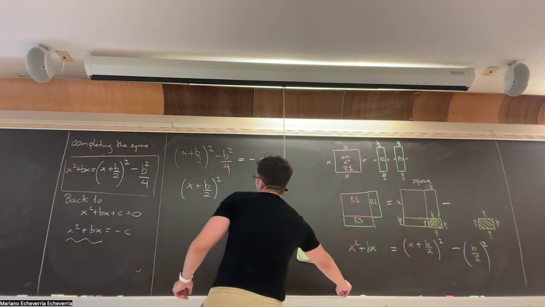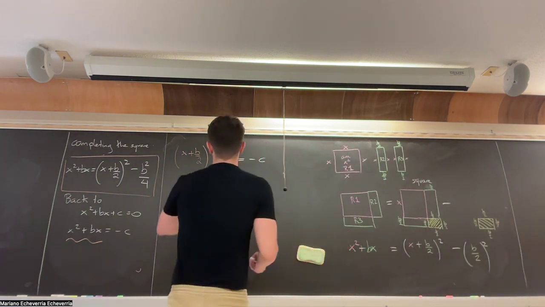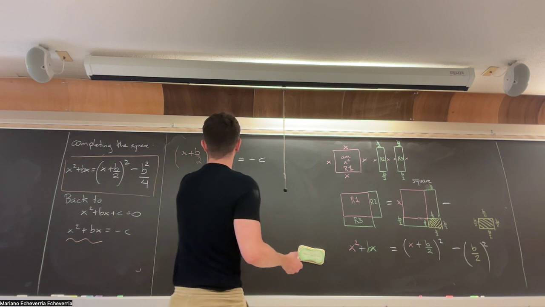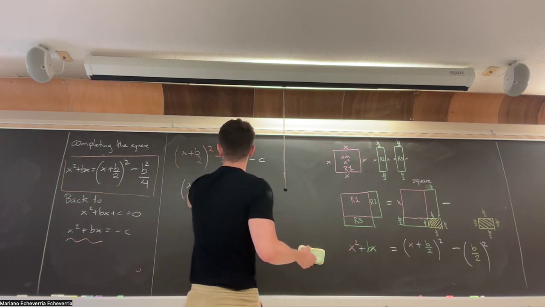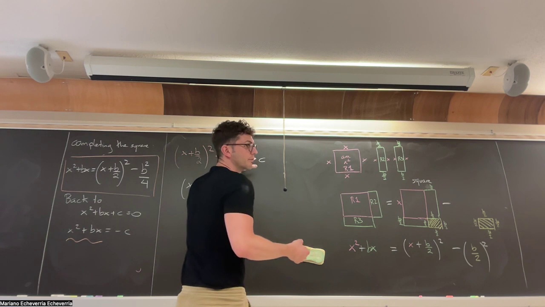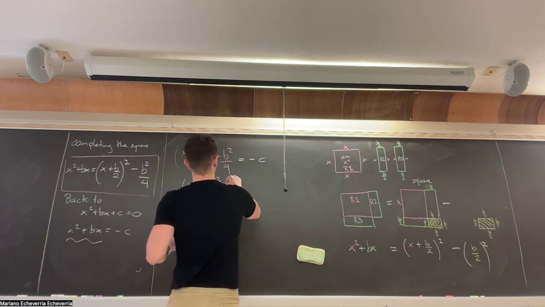And so what's the advantage of doing this? Well, I want to solve for the square part, so I'll add b squared over 4 to both sides of the equation.